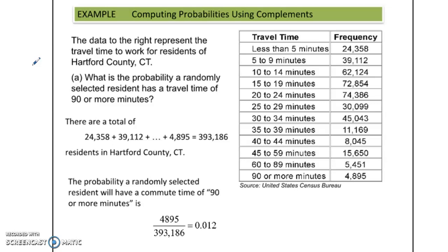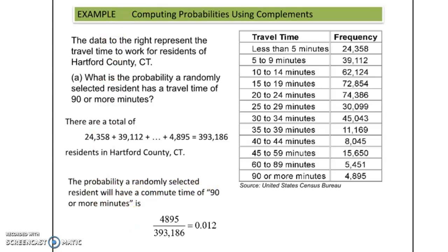What's the probability that a randomly selected resident has a travel time of 90 or more minutes? Well, it's literally on the table there. It's 4,895. We're dividing that by the total number of residents. In this case, we're adding all of these frequencies together to get 393,186. And we do 4,895 divided by 393,186. That's 0.012.